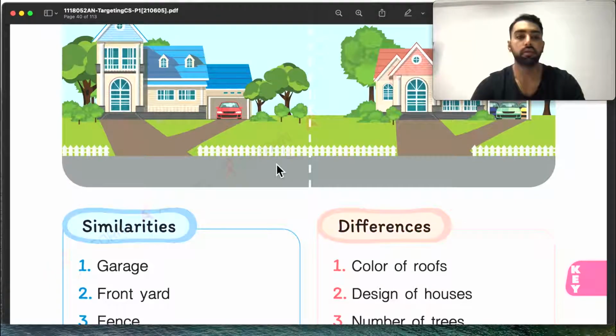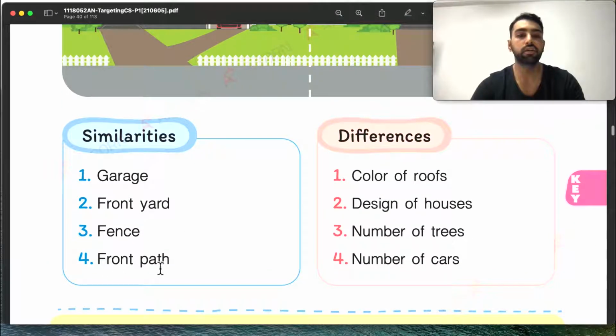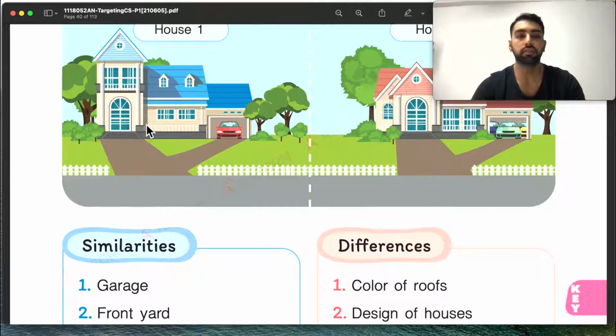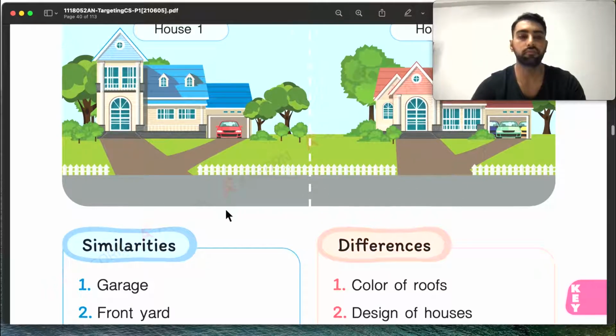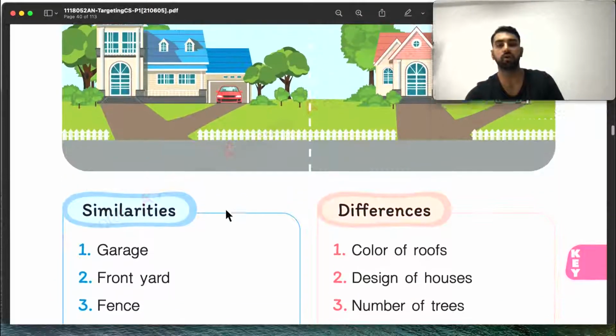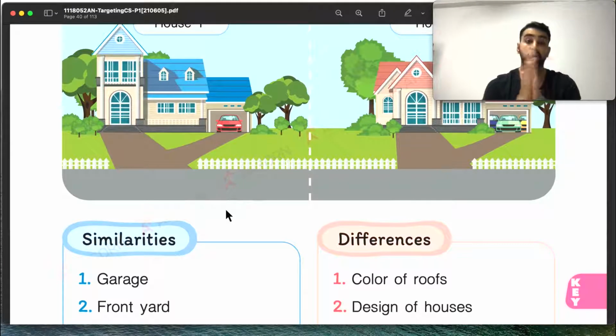All right, and number 4, front path. You see, this is the path, the brown color, it's a front path. Both have the front path, which is the same. All right, now we have to see what is not the same.